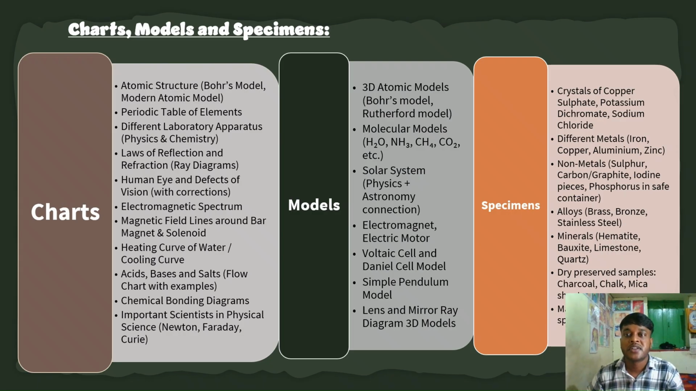Specimens would include crystals of copper sulfate, potassium dichromate, and sodium chlorate; different metals like iron, zinc, copper, and aluminum; non-metals like sulfur, carbon, graphite, iodine pieces, and phosphorus in a safe container; alloys like brass, bronze, and stainless steel; minerals like limestone, quartz, bauxite, and hematite; and dry preserved samples like charcoal, chalk, mica, etc.